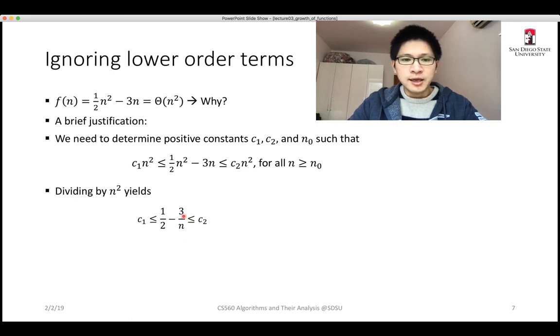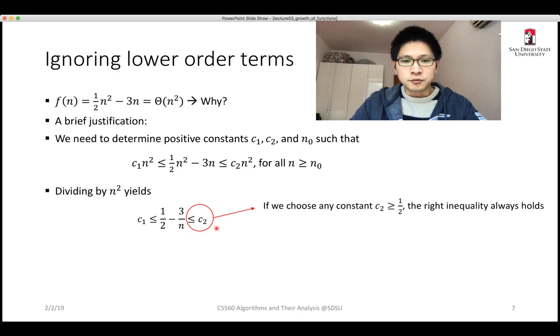Because n is an integer, it ranges from 1 to infinity, right? If we observe the right inequality, we can see that if we choose any constant C2 that is greater than 1/2, the right inequality always holds, because n is always a positive number. That means the thing in the middle is always smaller than 1/2. If n is infinitely large, the function in the middle will approach 1/2, but it should never be greater than 1/2. So we can choose any C2 that is greater than 1/2 to make this right inequality hold.